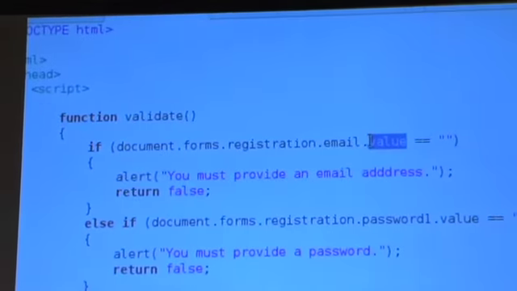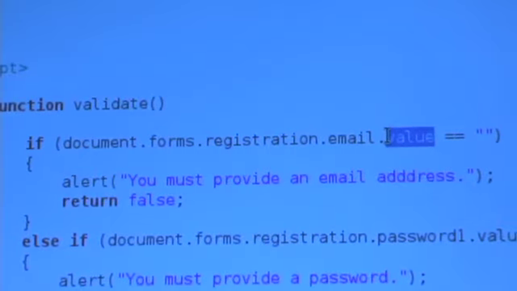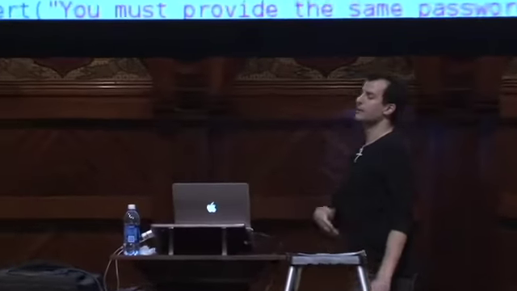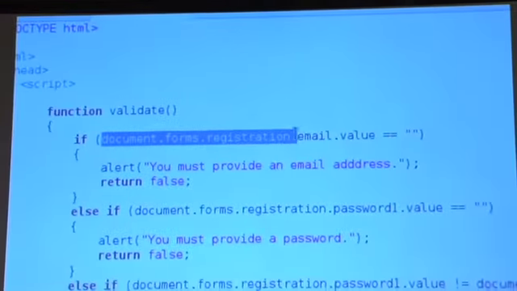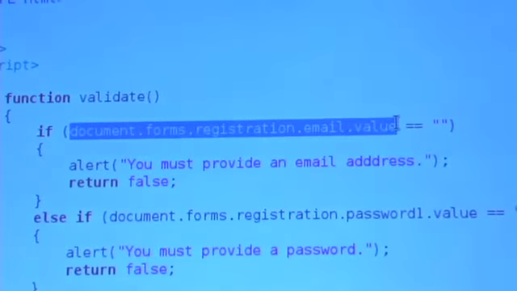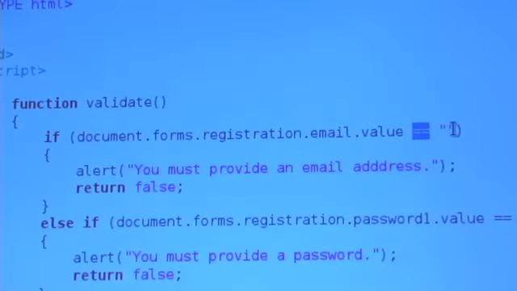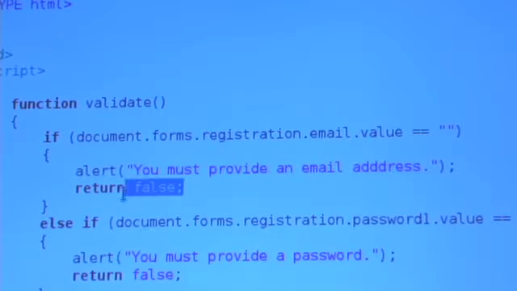And then lastly, because the email field is really referring to an input element, we really care about its value. So we say .value. And finally, after traversing this very long hierarchy of objects, but arguably intuitive hierarchy, we're checking, does that value equal the empty string? Because if so, we want to yell at the user.